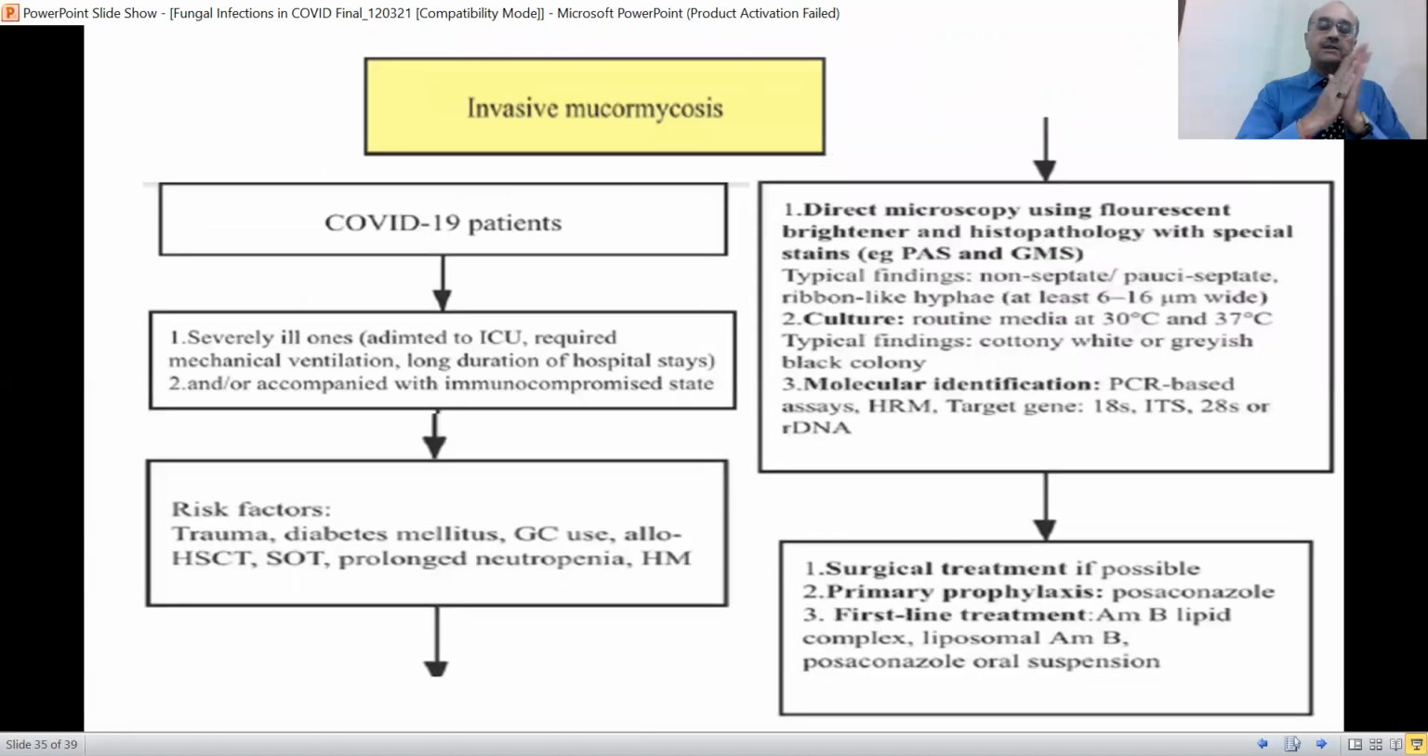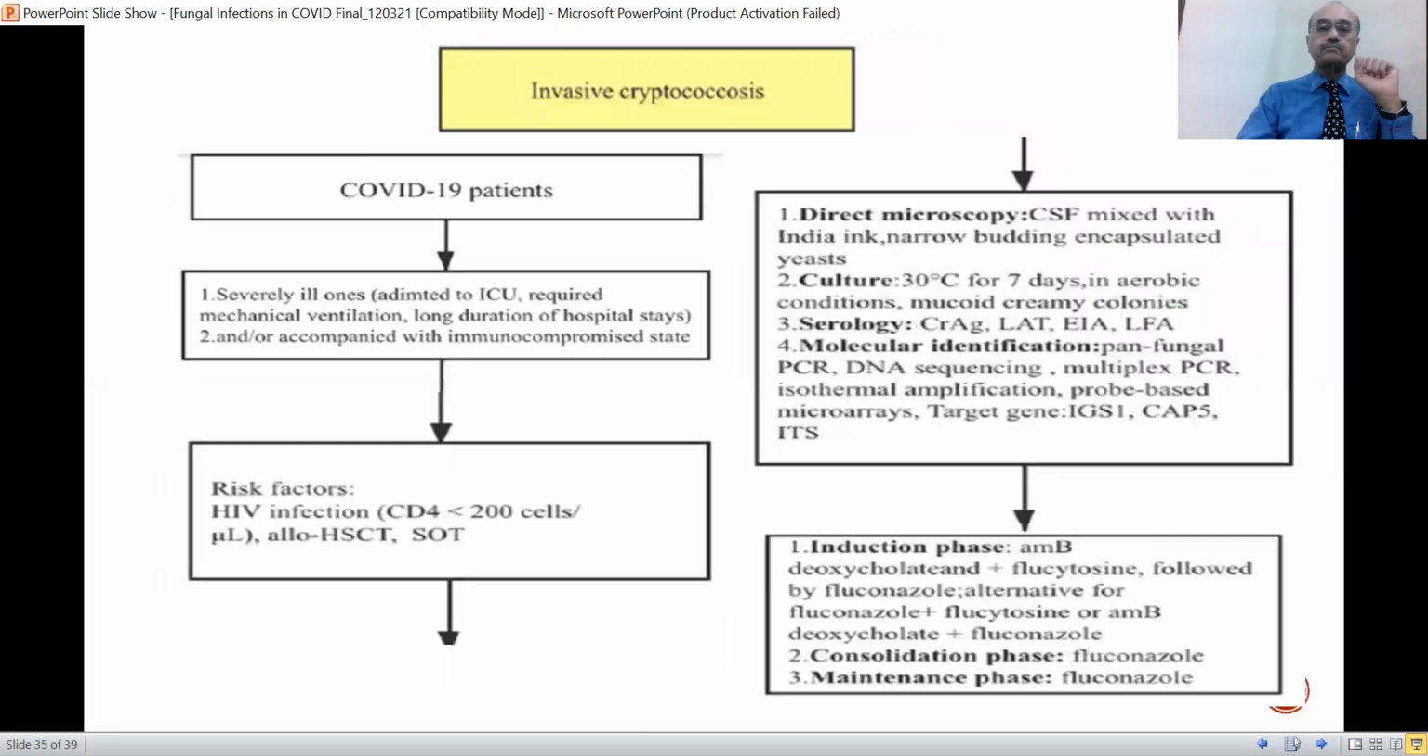Invasive mucormycosis has a very high mortality. So if you suspect this in COVID-19 patients in the ICU who are diabetic, uncontrolled, on glucocorticoids or other monoclonal antibodies, if possible do a BAL and look for non-septate or pauci-septate ribbon-like hyphae. If they are seen, then the treatment of choice, again, as I told, is first line liposomal amphotericin B and posaconazole. If it is not possible to give liposomal amphotericin B, then amphotericin B deoxycholate can be given. But surgical debridement is always a requirement if it is possible in these patients.